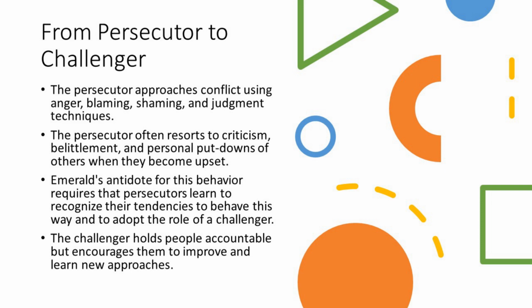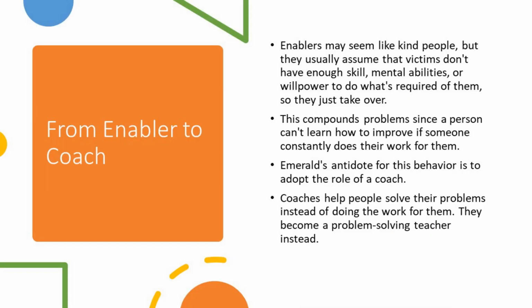The challenger holds people accountable but encourages them to improve and learn new approaches. Enablers are people who like to do things for other people. Enablers may seem like kind people, but they usually assume that victims don't have enough skill, mental abilities, or willpower to do what's required of them, so they just take over. This compounds problems since a person can't learn how to improve if someone constantly does their work for them.